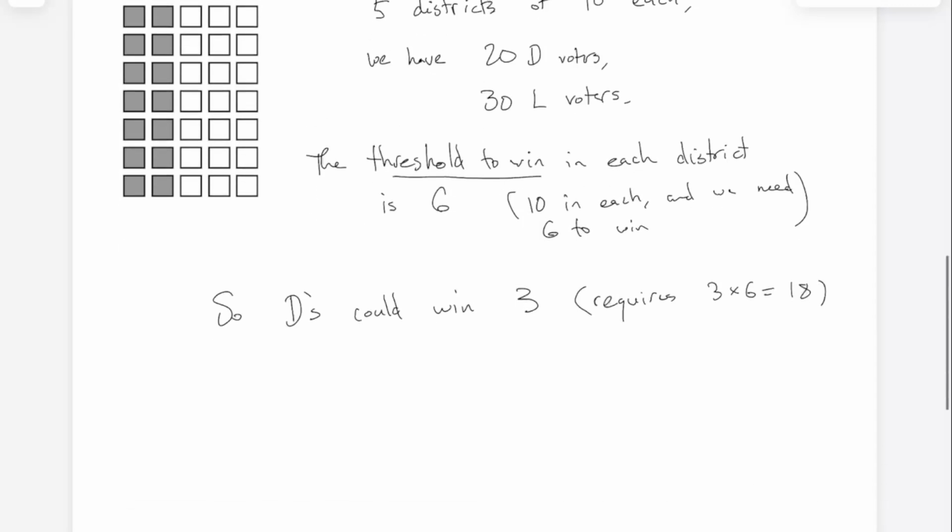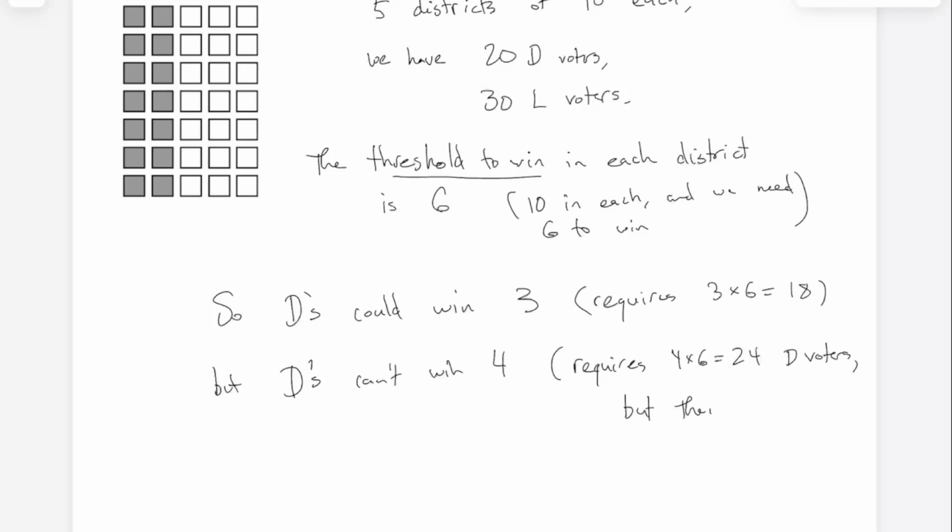So the D's could win 3, but the D's cannot win 4. I'm not even talking about figuring out where the lines go. No matter how you make the lines, the D's can't win 4. That's because winning 4 requires 4 times 6, which is 24 D voters, but there's only 20. So that's going to be impossible no matter where you put the lines. All right? The D's could win 3 districts, but they cannot win 4.